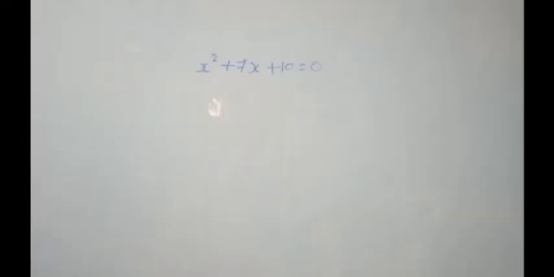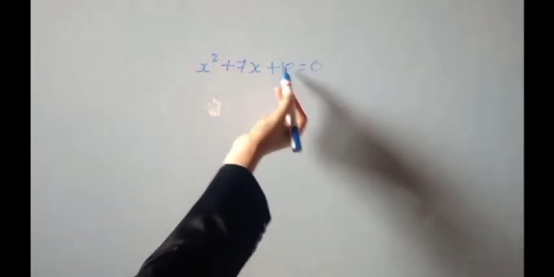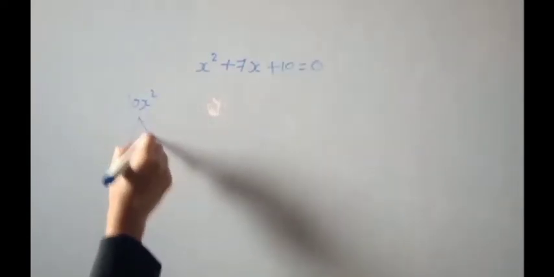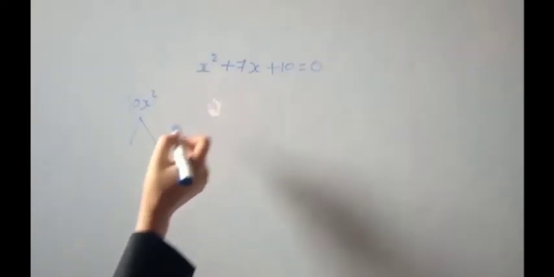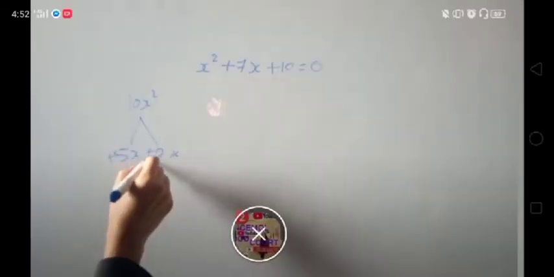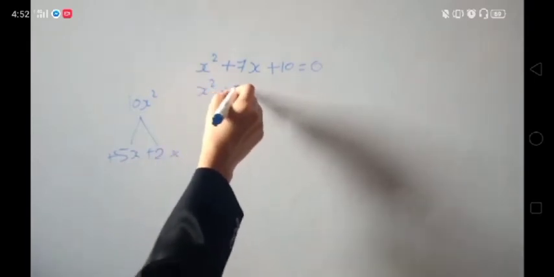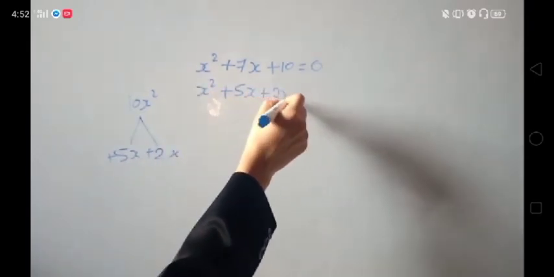Find the roots of the following equation. Equation is x square plus 7x plus 10 is equal to 0. We have to find zeros. So first term and last term multiply 10x square. We have to take two numbers that multiply. If we multiply that, we get 10. If we add it, 7. Then 5 2s are 10. If we add that number, we'll get 7x. So x square plus 5x plus 2x plus 10 is equal to 0.